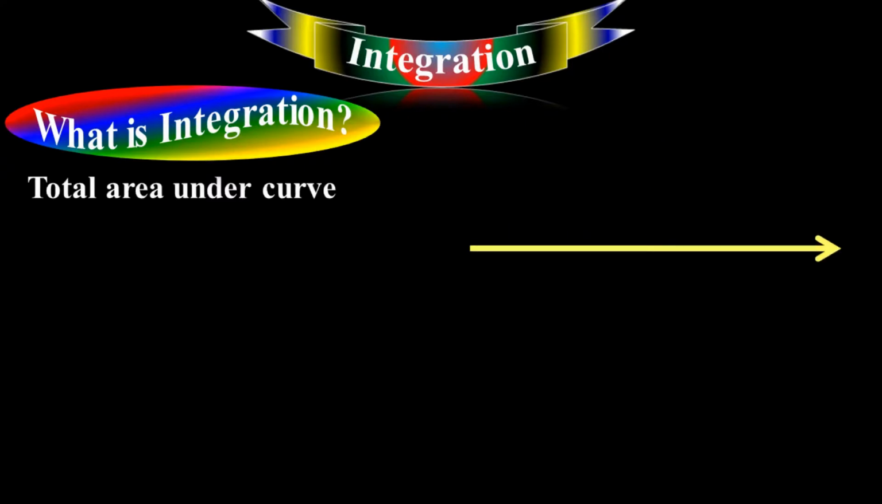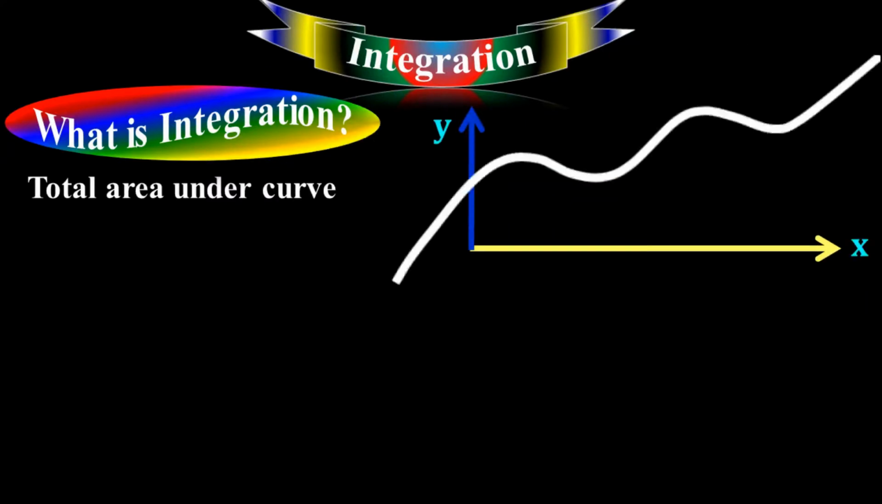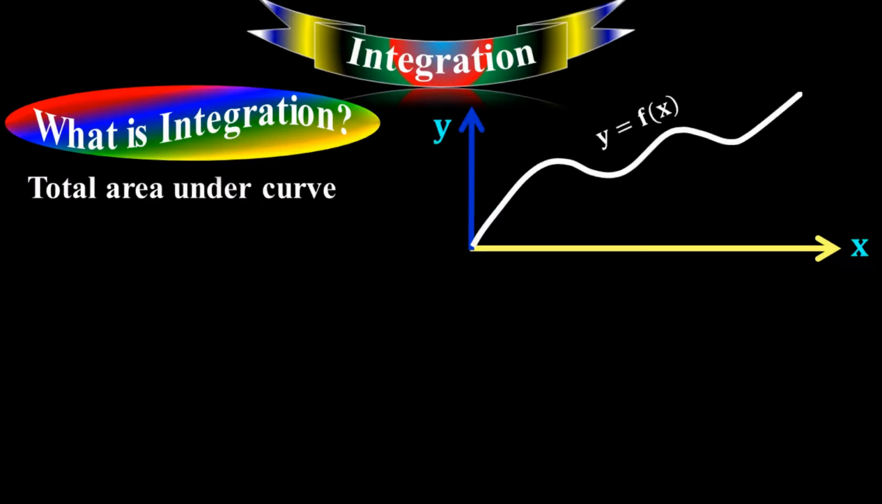Now let's demonstrate how to calculate the total area under the curve. Draw a graph. It is the x-axis and it's our y-axis here. And this is a graph of our function f of x. Now there are two ways to calculate this area under the curve. One is the Riemann sum and the other is the integration.